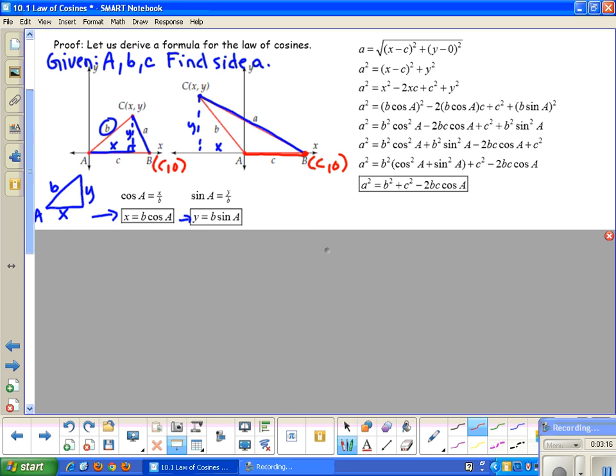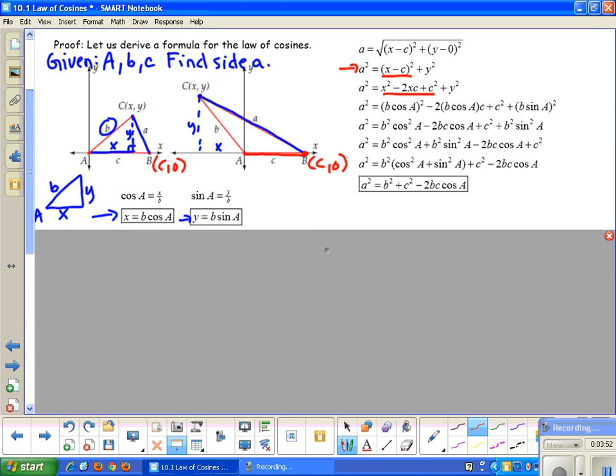To find the distance of side a, you subtract the two points. That's where we get x minus c squared plus y minus 0 squared. Then, of course, you take the square root of that because it's really a squared equals that. We don't want to have the square root in our formula, so right here we square both sides. Then the next step is we took the x minus c squared and FOILed it out to get this step right here. After you FOIL it out, we don't know what x and y are in our equation, but we do know x is equal to b times the cosine of A, and y is equal to b times the sine of A.